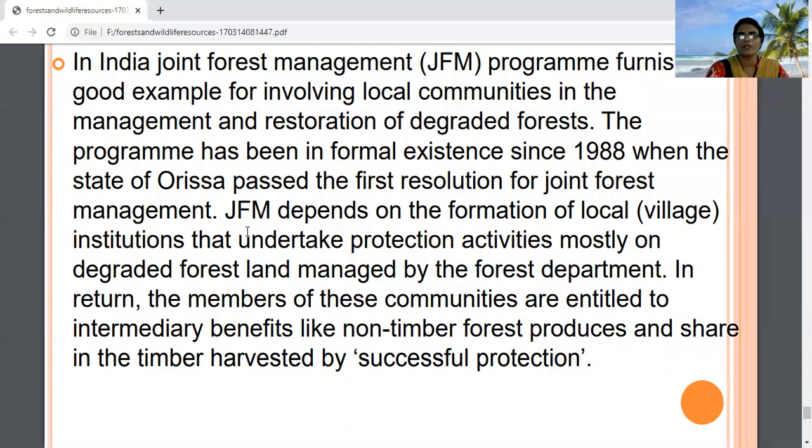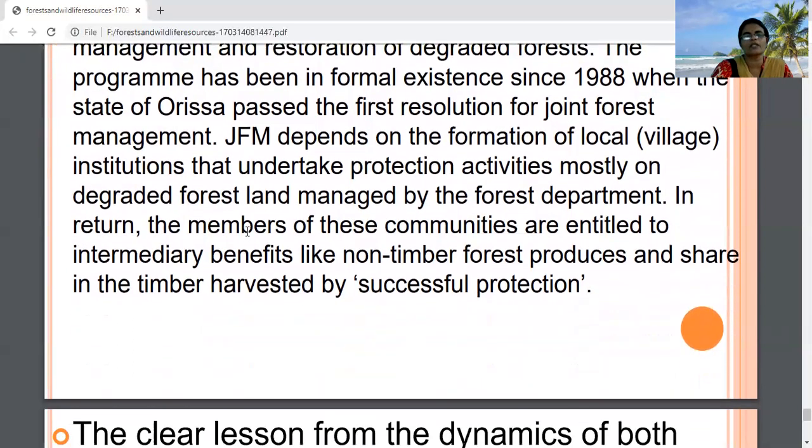In return, the members of these communities are entitled to intermediary benefits. So in return, what do these communities get? They get some benefits like non-timber forest produce and a share in the timber harvested by successful protection. It means these people get fuel wood and non-timber forest produce; they can collect forest produce that is not a timber product. Timber they can't collect, but they also get a share in the timber harvest. So this is the benefit of joint forest management organized by the government of Orissa. Collectively, the community and the forest department take the responsibility of protecting forests.